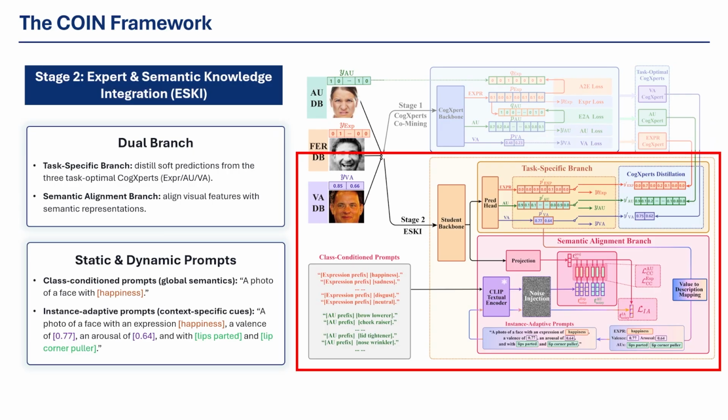The semantic alignment branch is our key innovation. We utilize the VLM text embedding to align our visual representations. We introduce static and dynamic prompts. For static prompts we introduce class-conditioned prompts for global context, and for dynamic prompts we propose instance-adaptive prompts to capture fine-grained details. This aligns visual features with rich semantic descriptions, greatly enhancing generalization.